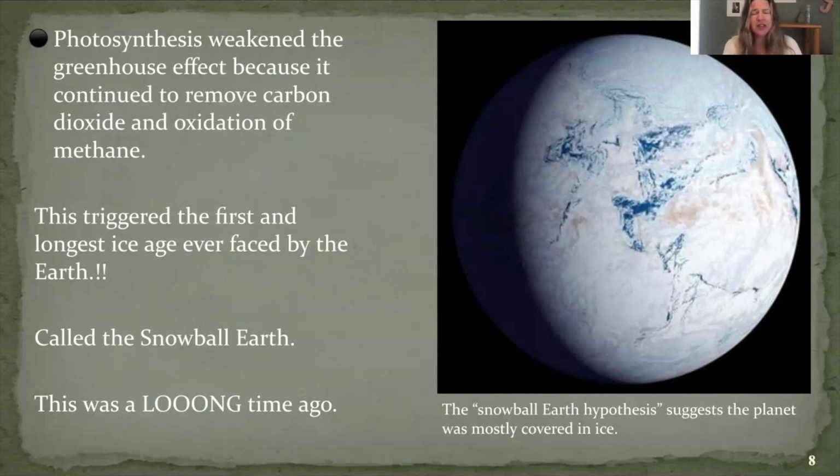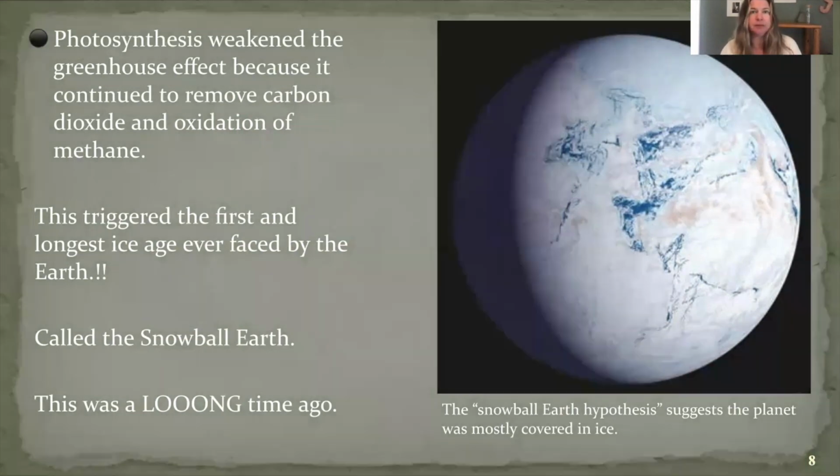They don't have much evidence of it because it was so freakishly long ago, but there is some evidence to support that it happens. That's why it's called a hypothesis. So the snowball Earth hypothesis suggested the planet was mostly completely covered with ice. If you go back through your Earth viewer, you will see this in the Precambrian. It's actually kind of cool.